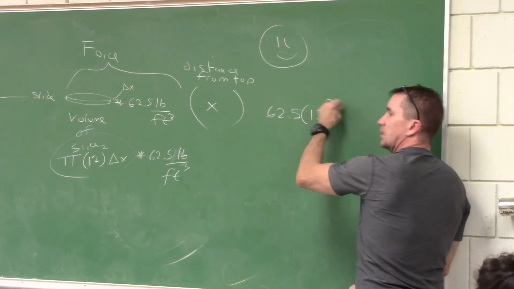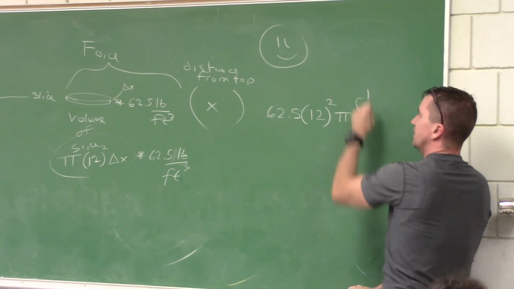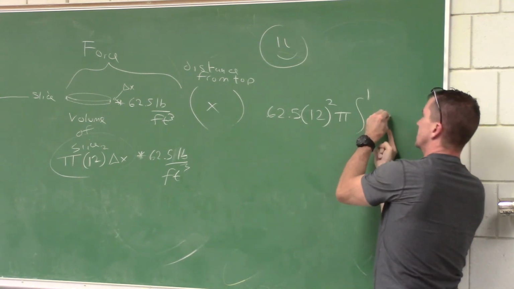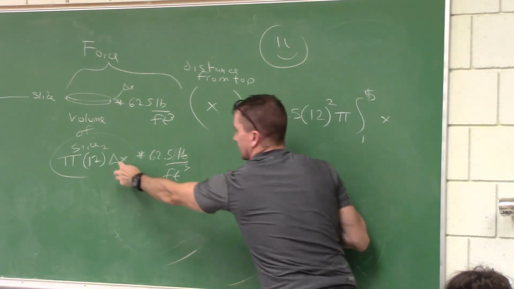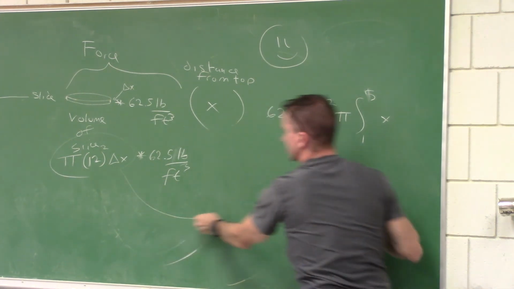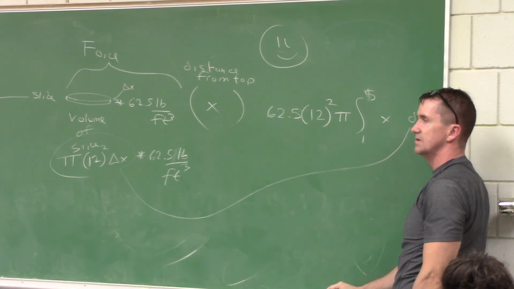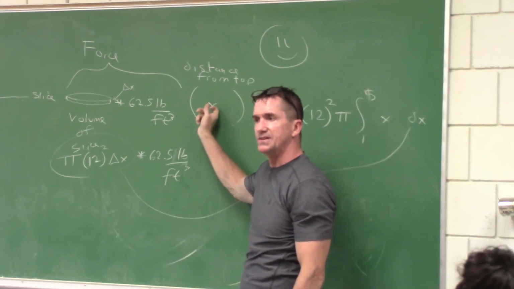Let's put the 12 squared. We can put any constant out in front. The pi, integral from 1 to 5. But this distance is right there. Oops, that's a 5. And what's this change in x become? I'm going to draw an arrow. This becomes that, that's your dx. I just want to be careful, make sure that no one accidentally forgot to think about the distance down that slice was. See how we did this?